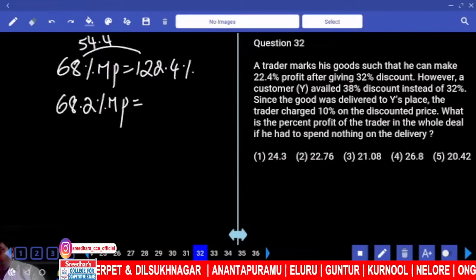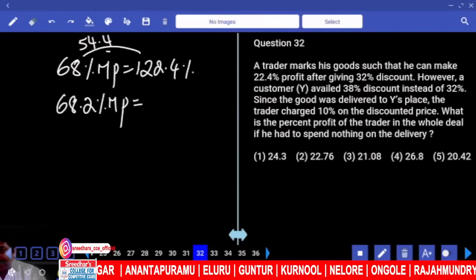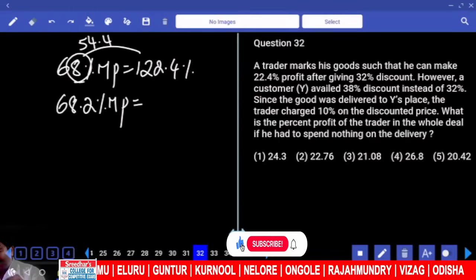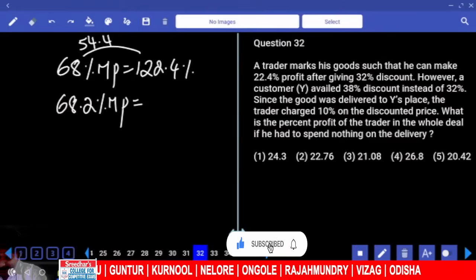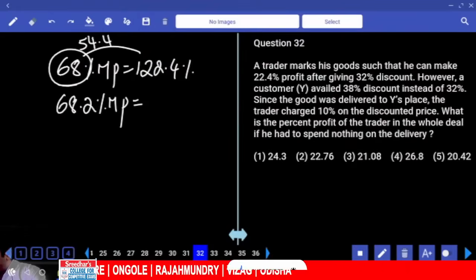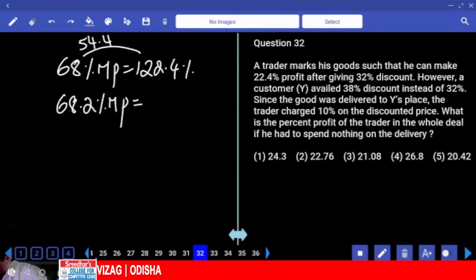Now, what is 10%? And this number is ending with 0.4, right? 0.8 multiplied with which number will end with 0.4? Either 3 or 8. 10% is 6.8. If it is multiplied with 3, will you get 54.4? Then obviously it will be 8 times only.